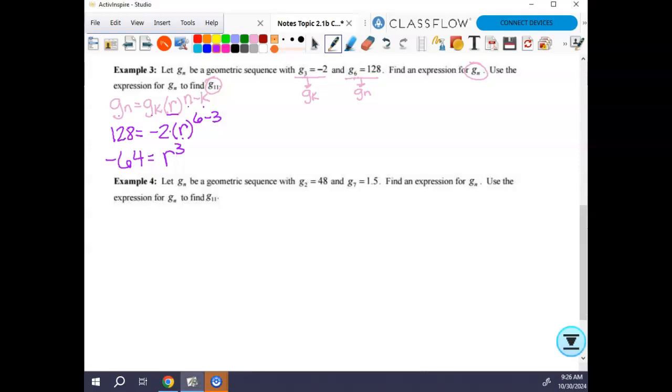How do I undo a cube? Cube root. So I'm going to take the cube root of both sides, which means r is equal to the cube root of -64. Now, if I took the square root of -64, I'd end up with an imaginary number. If I take the cube root, will I end up with an imaginary number? No. Okay, it's totally fine with odd roots.